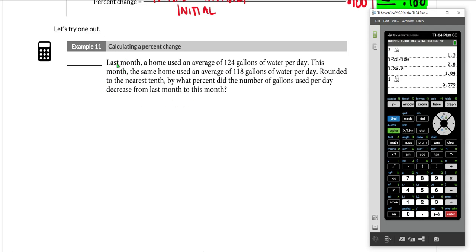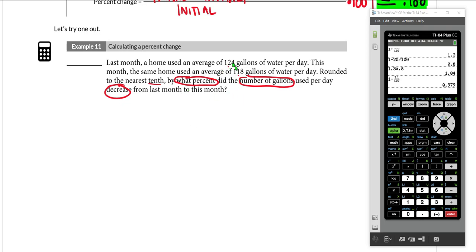Example 11, calculating a percent change. So again, probably best to pause the video and try this one on your own and then come back and join me. Last month, a home used an average of 124 gallons of water per day. This month, the same home used an average of 118 gallons of water per day. Rounded to the nearest tenth, by what percent did the number of gallons decrease?